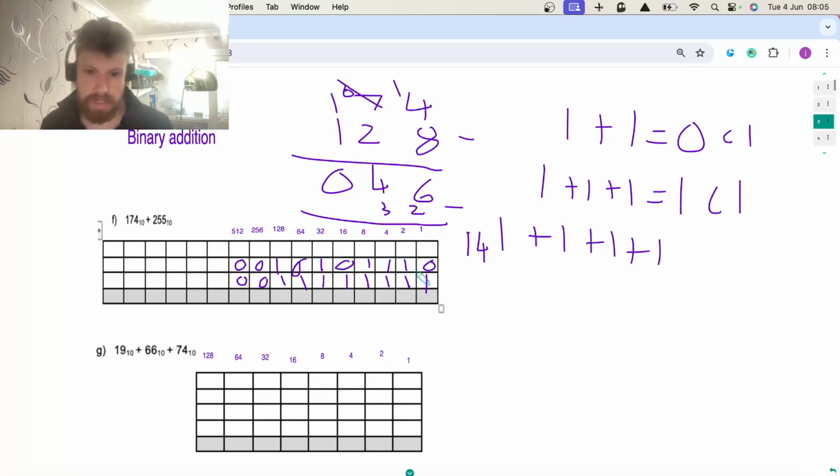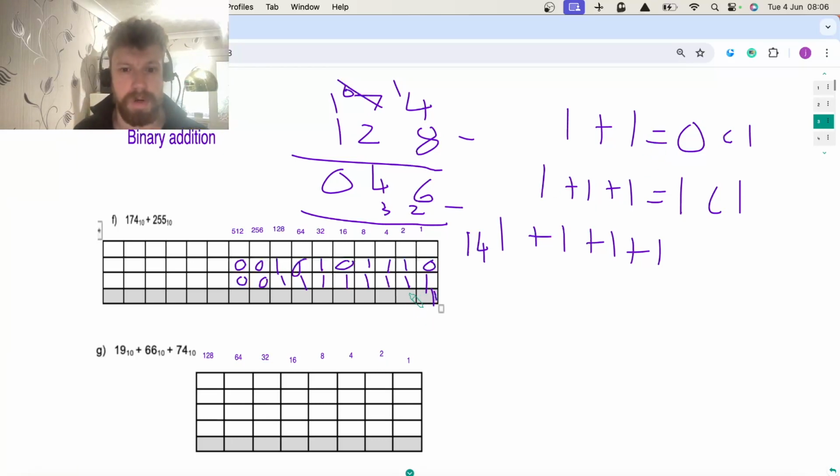Let's have a look at how we do this. We start from the right hand side and we go 0 plus 1. 0 plus 1 follows the same rules that you know, so that's going to be a 1. Now, when it gets a little bit confusing is when you've got to do 1 plus 1. So we have a little look at our rules up here. If it helps, just write them down next to it, and you do 1 plus 1 equals 0, carry the 1. 1 plus 1 plus 1 equals 1, carry the 1. That's that rule there. We've got 2 ones there.